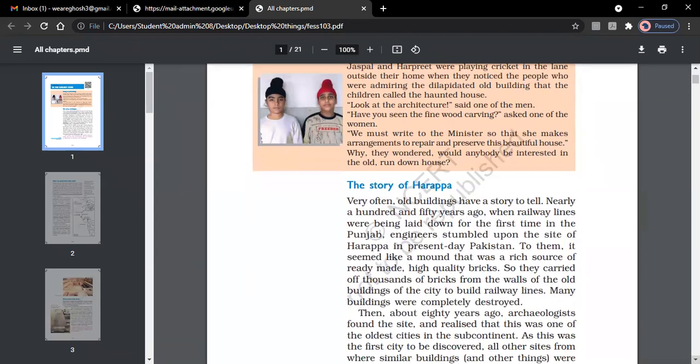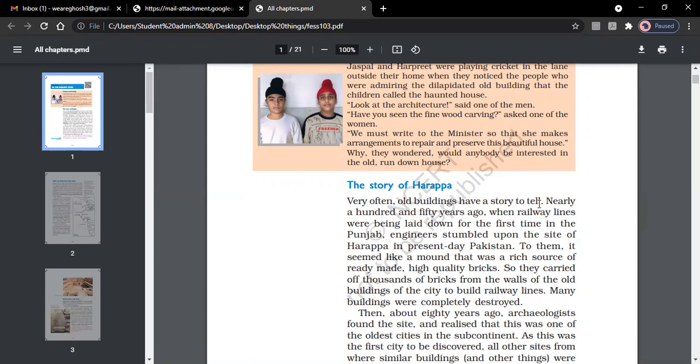Can you guess? See, the very first line of the chapter is, "The old buildings have a story to tell." Underline this. This is a very important as well as interesting question you can get: why do you think that old buildings have a story to tell? Can you ever imagine getting a question like that? See, this paragraph is your answer. And the same question you can get in a different way.